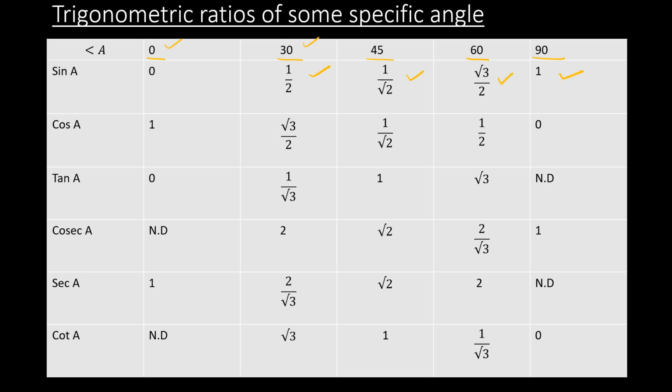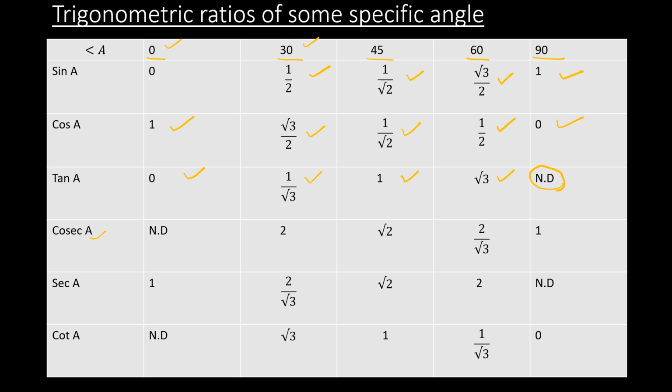And for cos A, cos 0 is 1, cos 30 is root 3 by 2, cos 45 is 1 by root 2, cos 60 is 1 by 2, cos 90 is 0. Again tan A: tan 0 is 0, tan 30 is 1 by root 3, tan 45 is 1, tan 60 is root 3 and tan 90 is not defined. So you have to learn this table by heart.